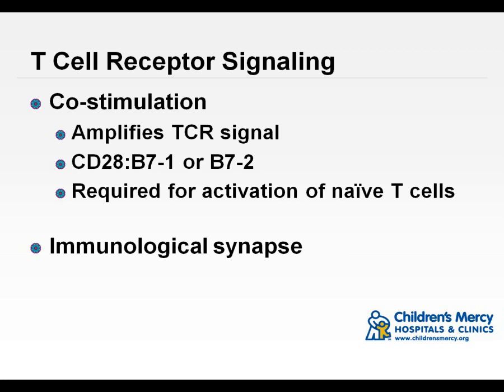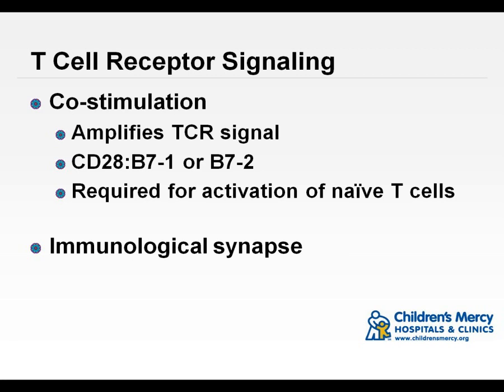This signal is actually required for activation of naive T cells. So that can't happen with just the T cell receptor. It has to have this co-stimulation at the same time. And this kind of first introduces the idea of immunologic synapse. So you'll get into trouble if you really think of cells in a two-dimensional way with just two receptors interacting.